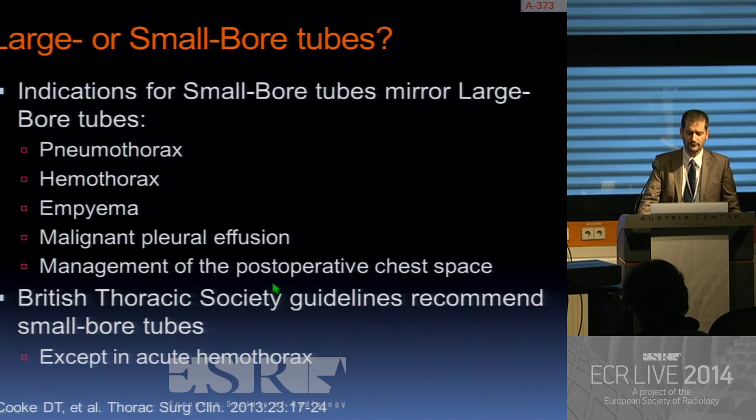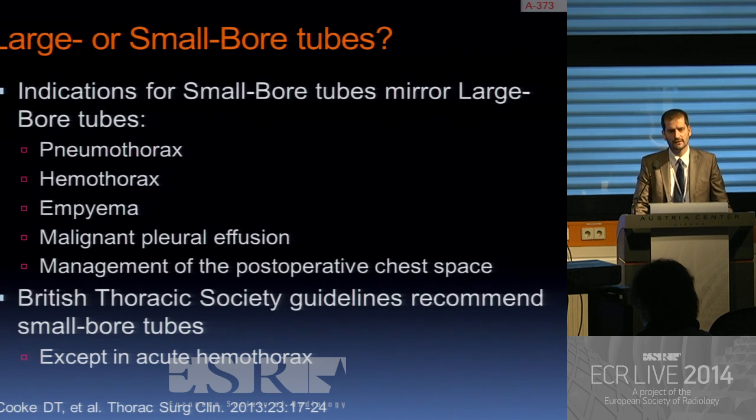And when do we have to use large or small bore tubes? The indications for small bore tubes are the same as for large bore tubes. Now the British Thoracic Society guidelines do recommend the use of small bore tubes, with only one exception, that is acute hemothorax. In this setting, the viscosity of the blood and the velocity of the production of the effusion prevent us from using a small bore catheter.